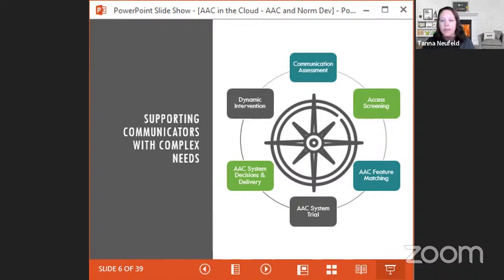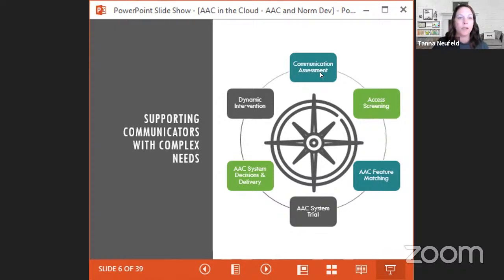So in this COMPASS, you'll see it starts at the very top with this communication assessment, and we're going to spend pretty much most of our time today talking about that piece of assessment. We know that our AAC situations differ in that we do need to consider access needs, which is not something we would do in a typical speech and language environment as an SLP professional.